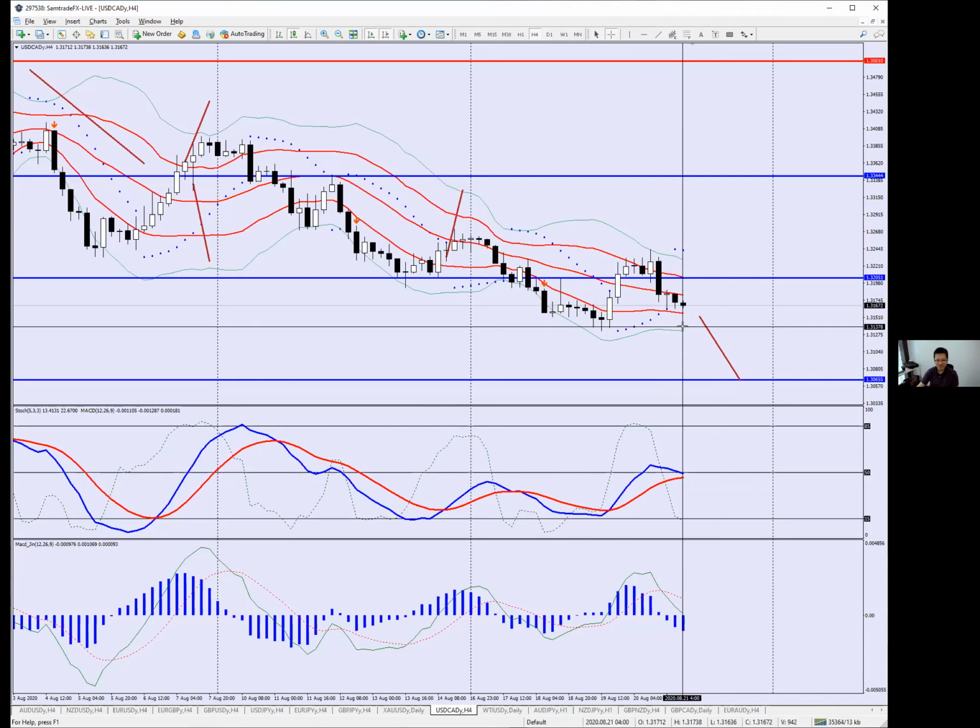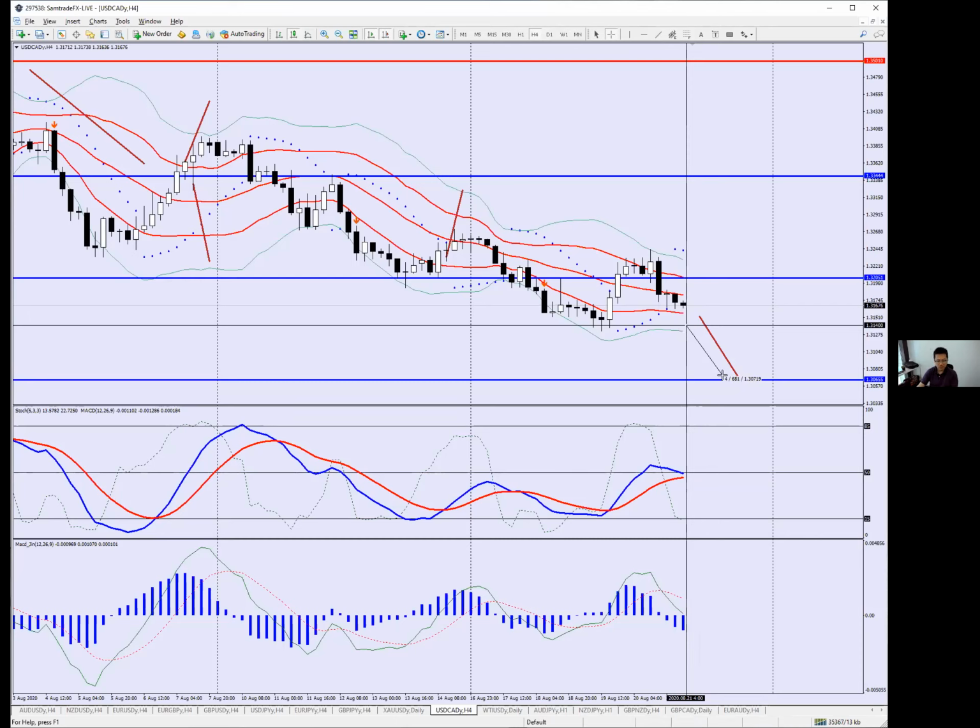Look to sell US CAD below 1.3140. Sell towards 1.3065. That's about a good 60-something, 70 pips. Take profit there. Stop loss at about 30 pips or even 40 pips, at about 1.3180. So this is an interim kind of trade: 40 pip stop loss, 60, 70 pip take profit.